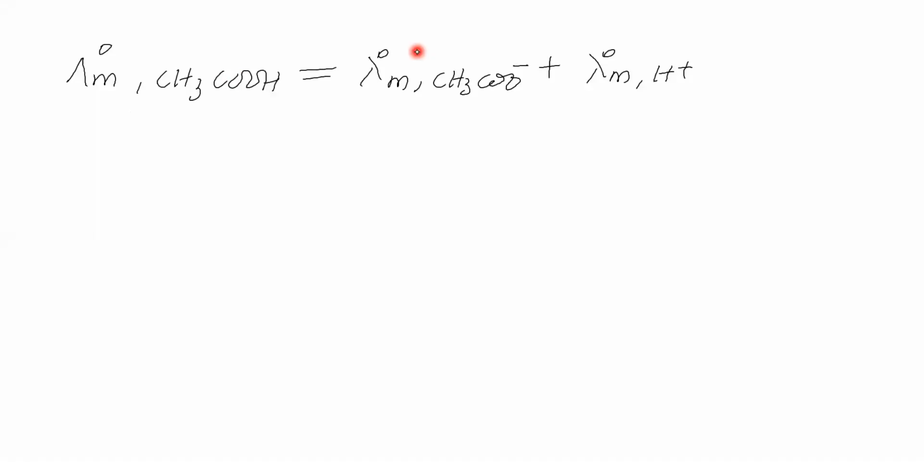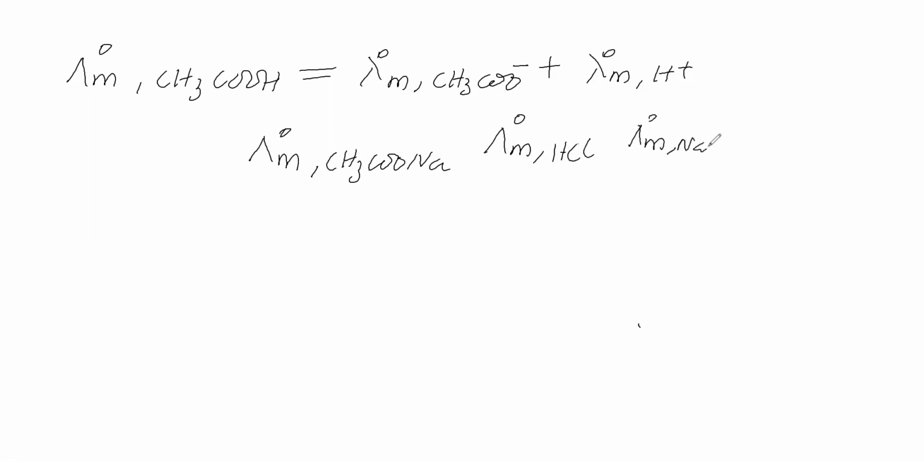So what Kohlrausch law says, we'll see. Let us take sodium acetate. Sodium acetate is a strong electrolyte. Then let us take sodium chloride and HCl. Then let us take lambda m naught of NaCl. Now we have taken 3 electrolytes: sodium acetate, HCl, NaCl. These 3 electrolytes are strong electrolytes.